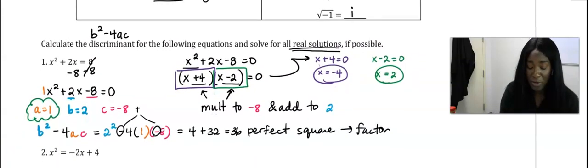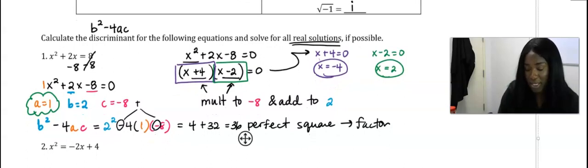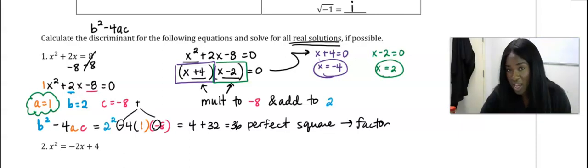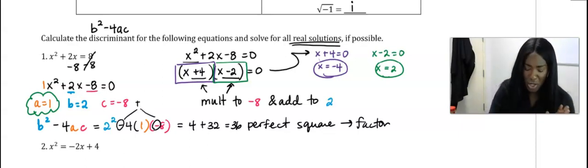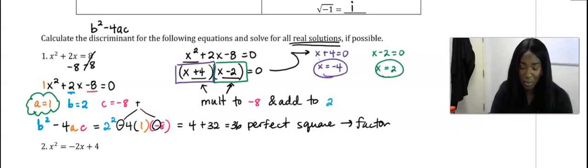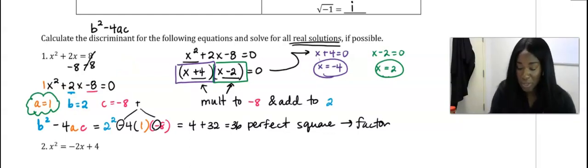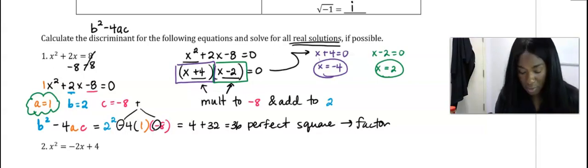And keep in mind, you could always check your answers by plugging in these x values back into the original equation, and you should be getting 8 on the right-hand side of the equation. You could also plug them back into this equation, and you would get 0 on the other side of the equation. So our two answers here are x equals negative 4 and x is equal to a positive 2.